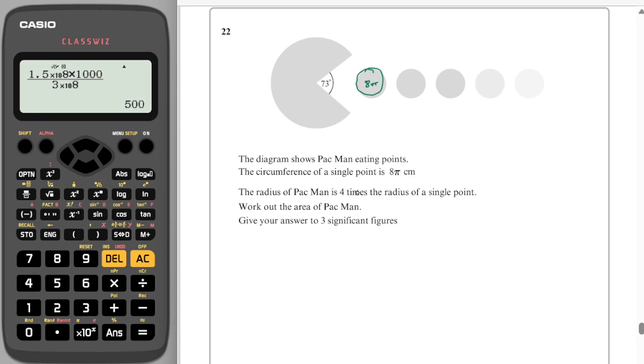Okay, so the circumference of a circle is equal to 2 pi r. So 8 pi is going to be equal to 2 pi times the radius. So divide both sides by 2 pi, which would cancel, so 4 is equal to the radius of the point. So the radius of the Pac-Man is going to be equal to 4 times that, so 4 times 4. Radius would be equal to 4 times 4, which would be 16.